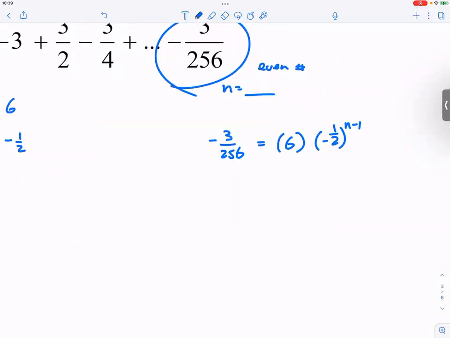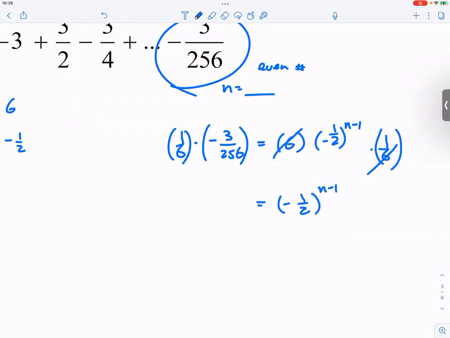Well, you have this situation, okay? And to make things easier, let's go ahead and multiply 1/6 on both sides so that you can cross out the 6. So on the right, you only have -1/2 raised to the n-1 power. And then you can simplify this. You get -1/512. Okay, so far so good. So now we're asking the question, all right, -1/2 to the n-1 power, what would it be?